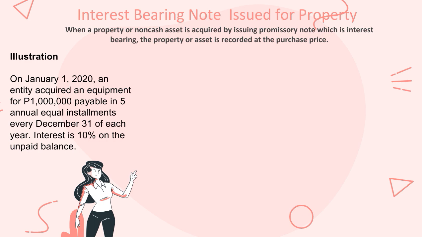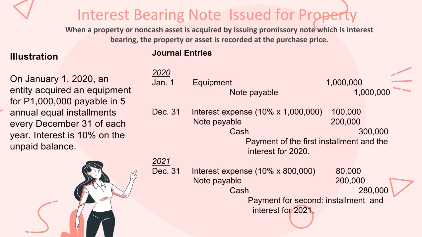So, interest is 10% on the unpaid balances. So, yung mga unpaid balances will have 10% interest. So, how do we journalize this one? Okay, journal entries we have for year 2020. Okay, January 1. Pagka January 1, you have acquired. So, basically, we're going to record the equipment and note payable 1 million and 1 million because that's the purchase price. It was given that the purchase price is 1 million.